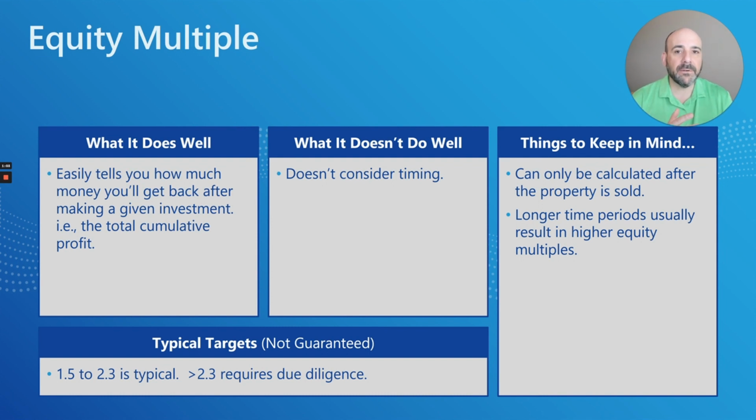And the longer the time period typically results in a higher equity multiple because there's more opportunity to increase that equity over a longer period of time. So some things to think about when it comes to equity multiple.